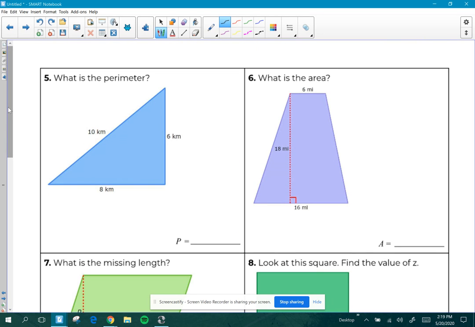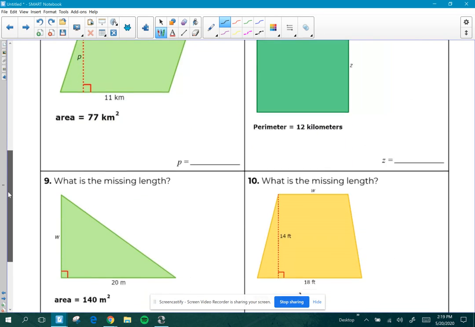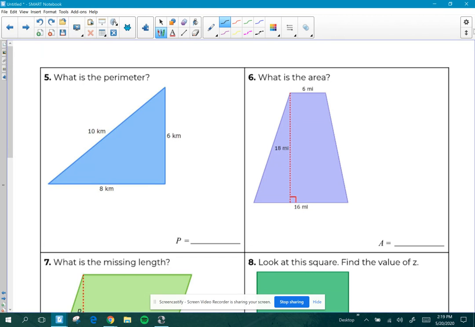All right, a couple more problems here. If we look at number 5, now they're asking us for the perimeter. Again, the easiest way to find perimeter is just to add up all the sides of the triangle. So I have 10 plus 6 plus 8. It's like walking along the edge of that triangle, and I get 24. So my perimeter is 24 kilometers.